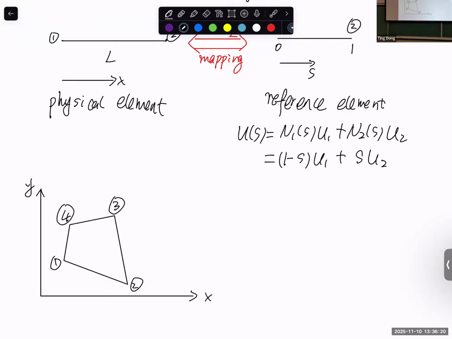So what we do, similar to the 1D mapping we did before, is that no matter what shape the quadrilateral element is, we map it into a reference coordinate with a reference element. And we can solve everything in the reference element. The easiest way, of course, is to set an ST coordinate, and we make a square element. Now this element becomes the reference element.